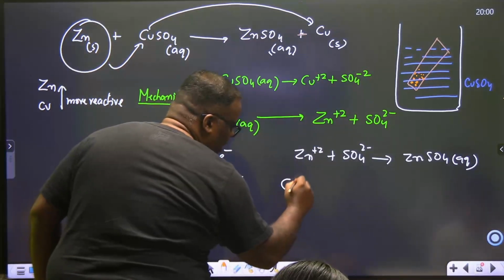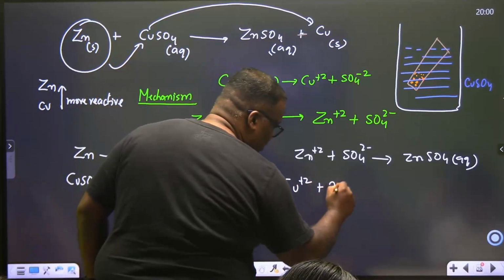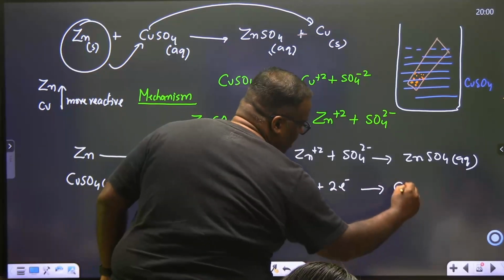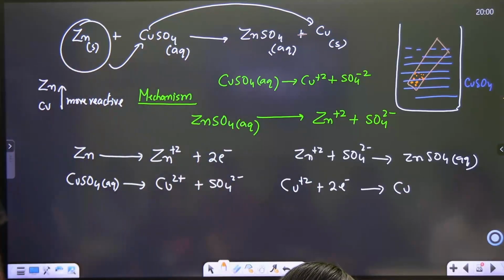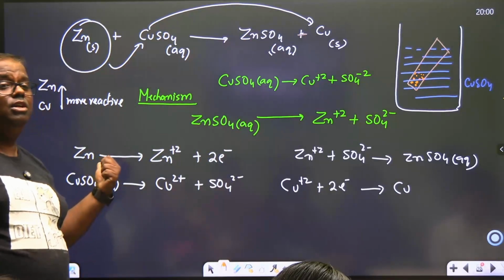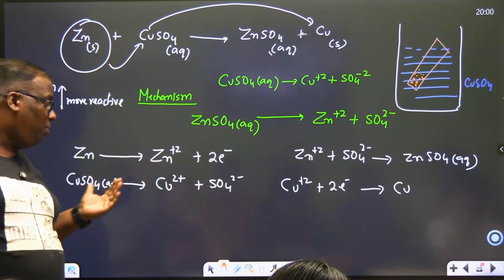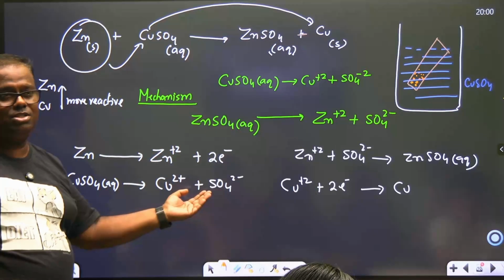Copper is left behind. It is crying now. Then these electrons are absorbed by it and it forms copper. So my sir was a Malayali sir. He used to say zinc loses 2 electrons to form zinc plus 2. The copper sulfate dissociates into copper and sulfate.